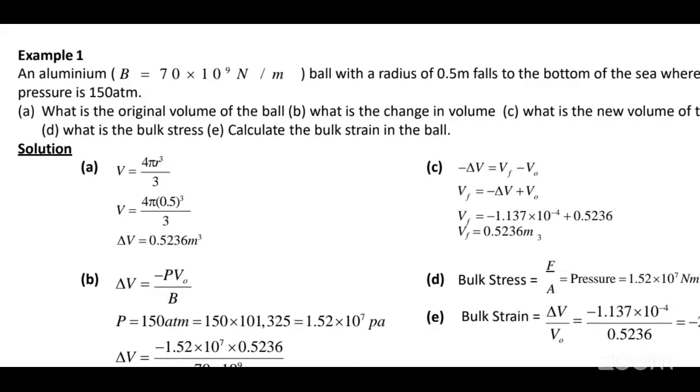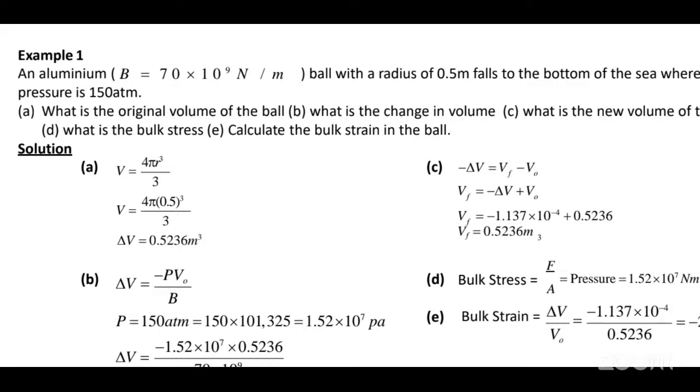Now, since we are told that it is a ball, we consider a spherical shape. We know a ball to be spherical. So the volume of a sphere is 4 pi r cubed over 3. We are given the radius of the ball as 0.5 meters. So to find the volume of that ball, which will serve as the original volume, it is 4 pi times 0.5 cubed over 3. That gives us 0.5236 meter cubed. So that is the original volume of the aluminum ball.